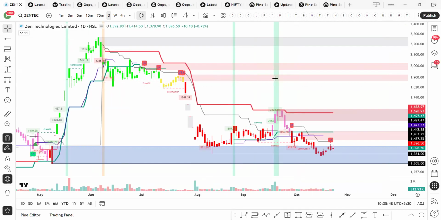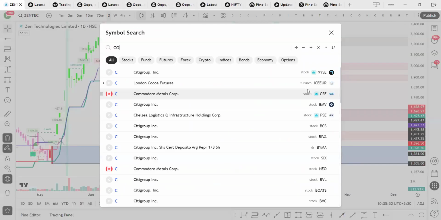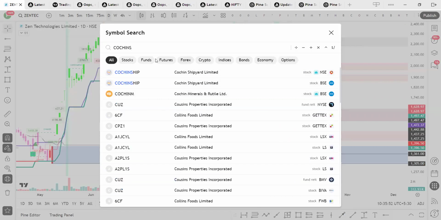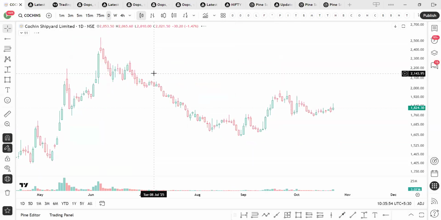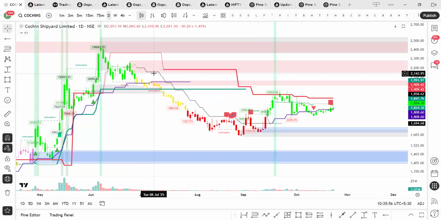Cochin Shipyard. So Cochin Shipyard has turned green. There is increase in PFI number. It closed above bias band, bearish bias band once, came down. Now the selling pressure is reducing, but it is below all the bands. It is in between momentum band. So momentum will not start immediately.